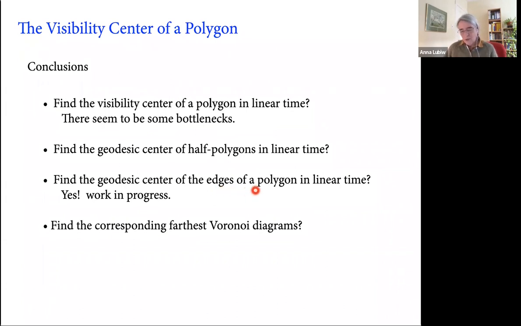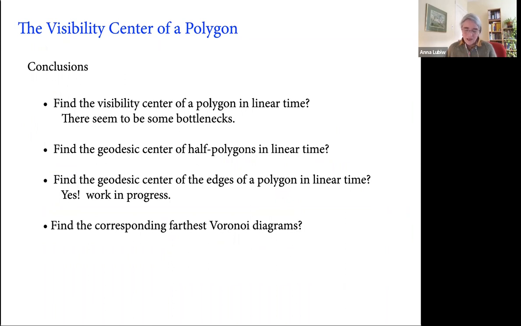But what about when the half polygons are in fact the edges of the polygon? So I'm asking to find the geodesic center of the edges of a polygon. And for that, we have some very good ideas. So that's work in progress in Anurag's thesis. And then, of course, you might say, well, I told you how Voronoi diagrams were really strongly related to finding the center. Couldn't we go further and find the farthest Voronoi diagram, either for the visibility center in n log n time, or maybe for all the half polygons?